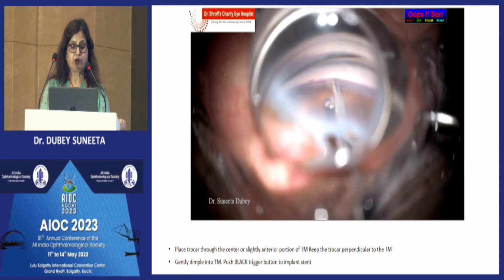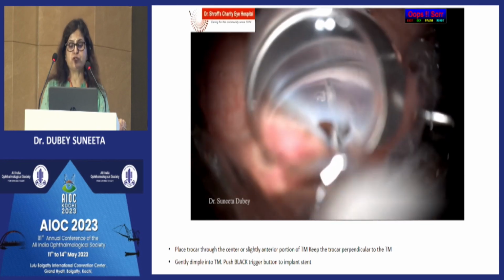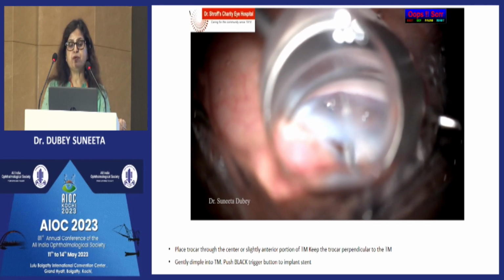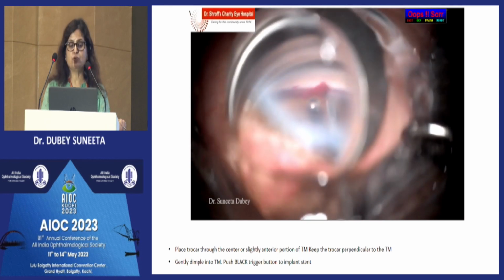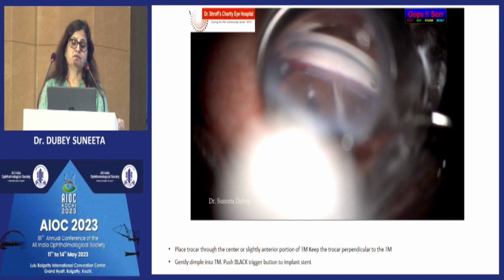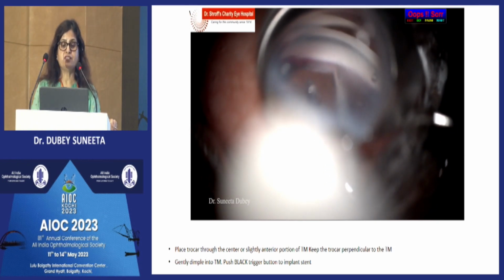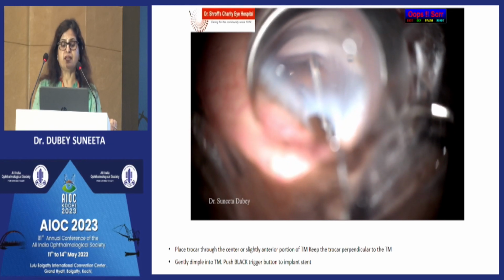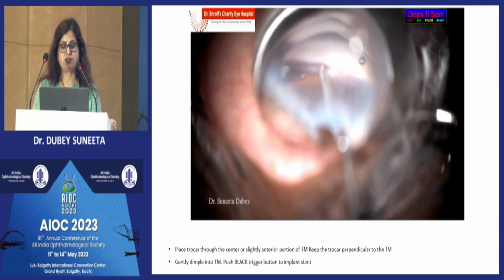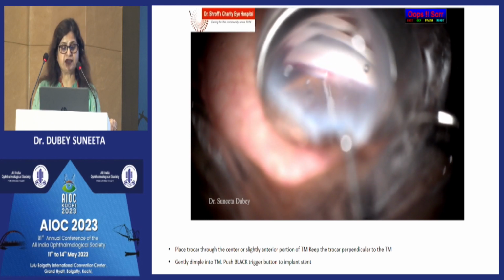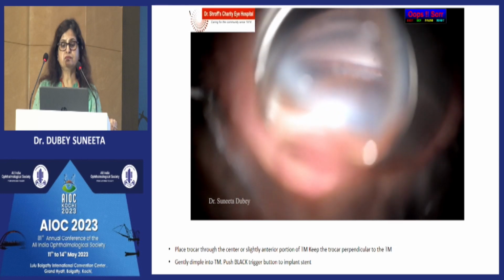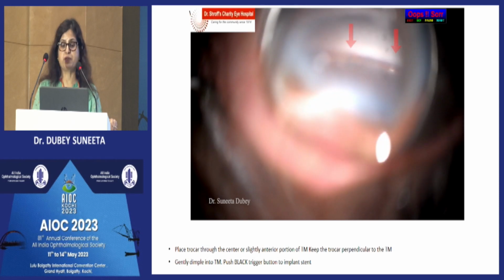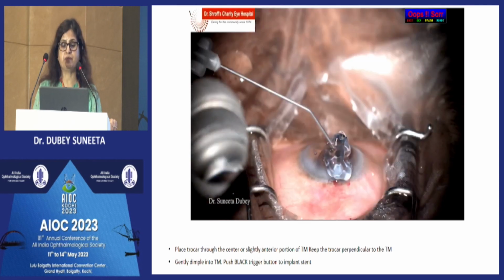So you just indent the trabecular meshwork, the anterior part, keep the trocar perpendicular to the TM and gently dimple it. It should not be too much or too little, and this reflux of blood is a good sign that you're close to the aqueous vein, and then just move 2 to 3 millimeters away and implant another device. So it comes with 2 eye stent injectors. And then just check the position of the implants intraoperatively only, that they are nicely placed in the trabecular meshwork.